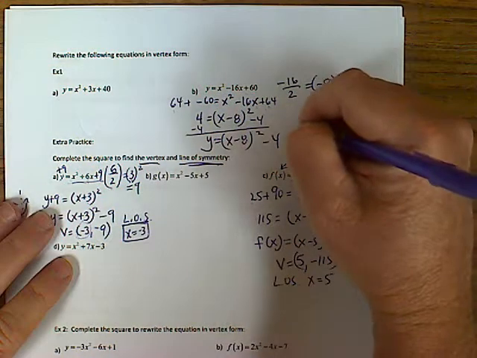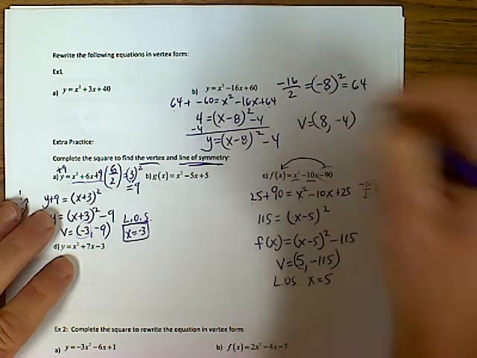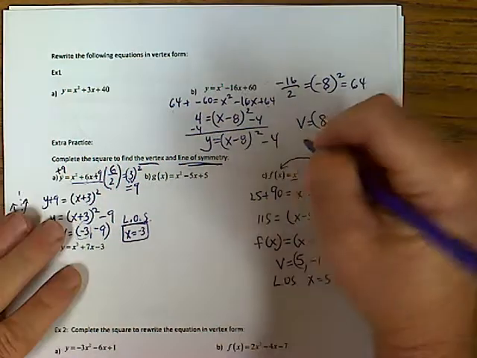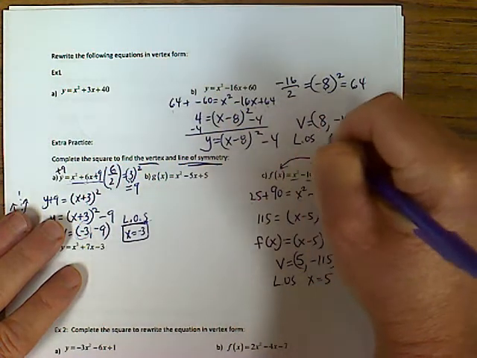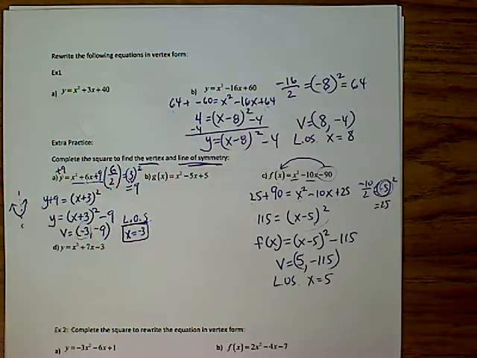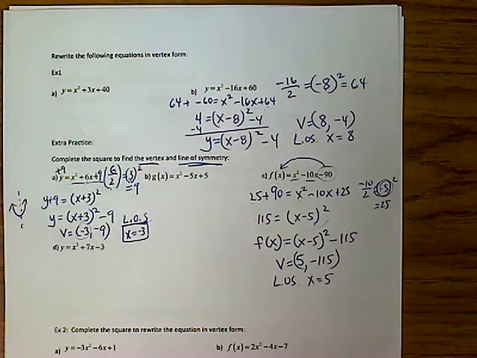Okay, so what is your vertex? Your vertex here would be 8, comma, negative 4, opposite of what's in here, comma, this back number. And if they ask you for line of symmetry, you would say x equals 8, the x part of the vertex. All right?